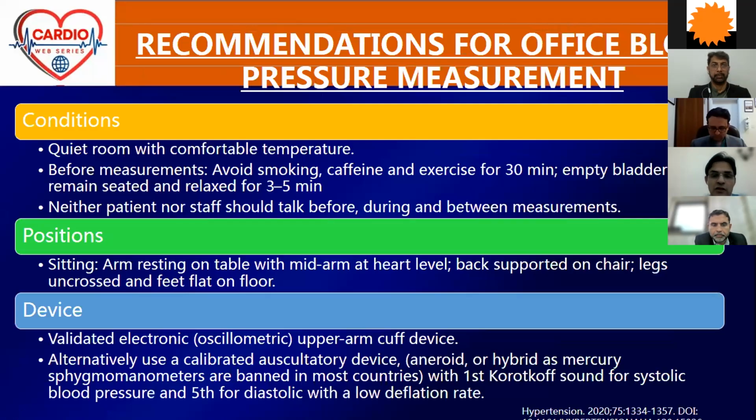So let's focus on office blood pressure diagnosis and how it should be done. It should be measured in a quiet room with comfortable room temperature. Before measurement, avoid smoking, caffeine, and exercise for 30 minutes. The patient should have an empty bladder, and remain seated and relax for 3 to 5 minutes.